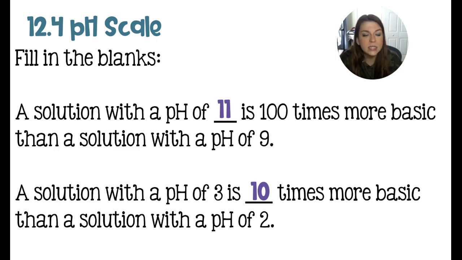For the second sentence, a solution with a pH of 3 is 10 times more basic than a solution with a pH of 2. Yes, those are both acidic pHs, but remember, it is an acid-base spectrum, so the less acidic something is, the more basic it is. So because 2 is more acidic than 3, that means 3 is more basic than 2. Because 2 and 3 are just 1 jump away on the pH scale, this would be a 10-fold difference.